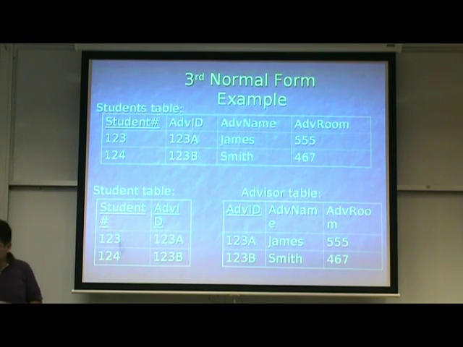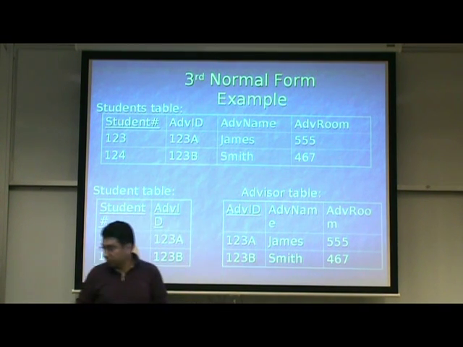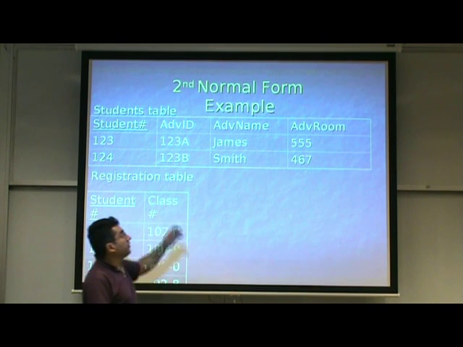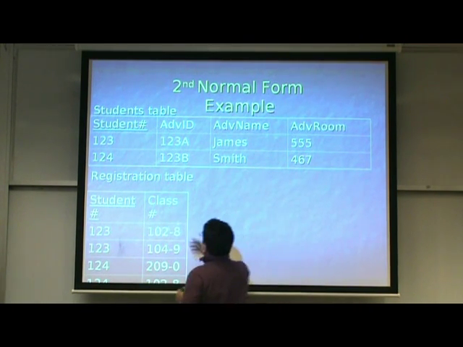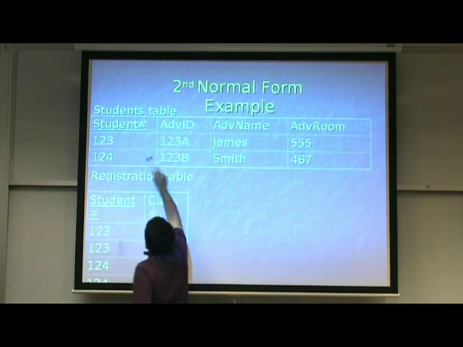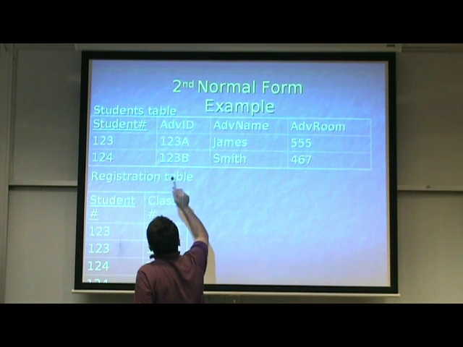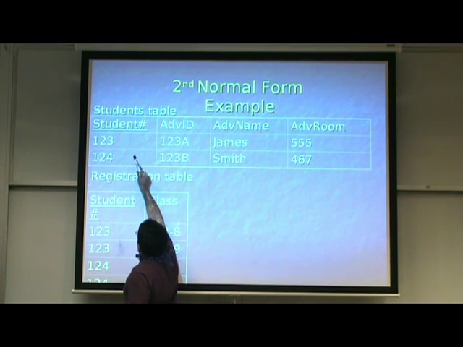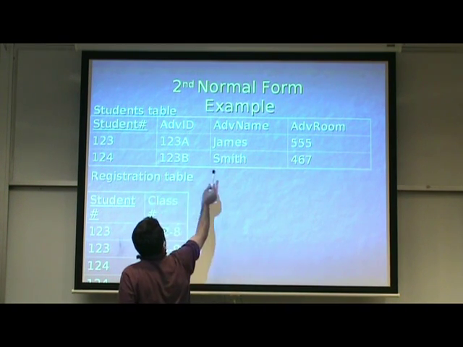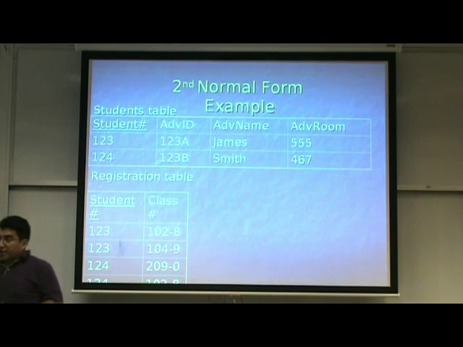For example, suppose that in this table, this is the part of the candidate key. This is the candidate key. Suppose that each advisor can have one room, and therefore a combination of a student advisor ID or a student advisor name or a student advisor room can be a candidate key. All of them are candidate keys.